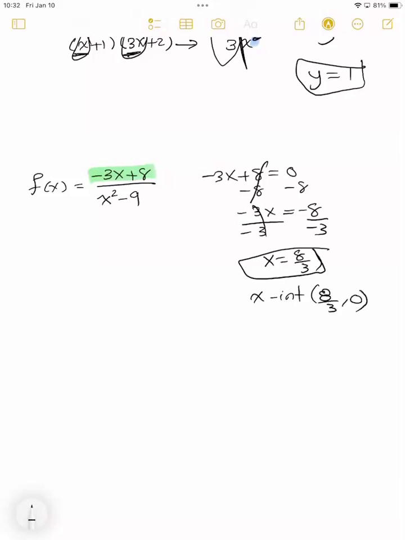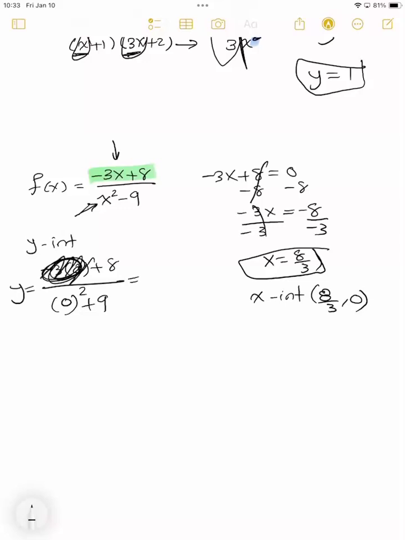To find the y-intercept, change all the x's to 0. So I change that x to 0 and change that x to 0. And I get, this is 0. 3 times 0 is 0. When you have 0, cross it, you just get 8. 0 squared is 0. Cross it, you get 9. So that's your y-intercept.